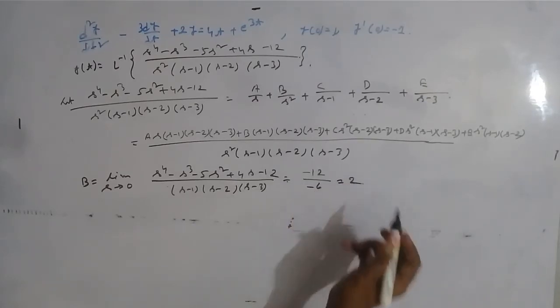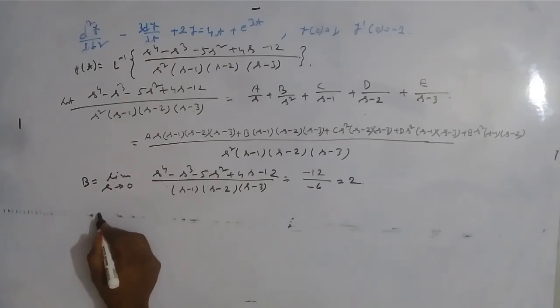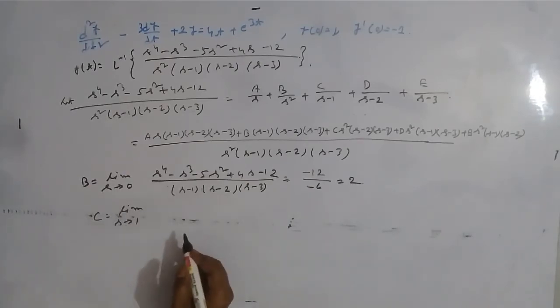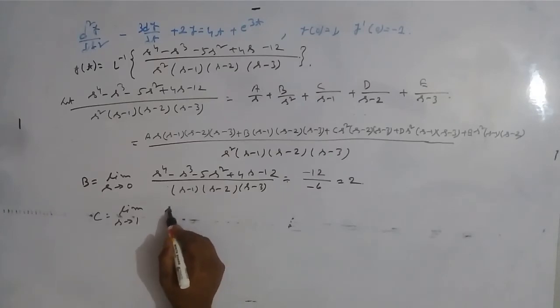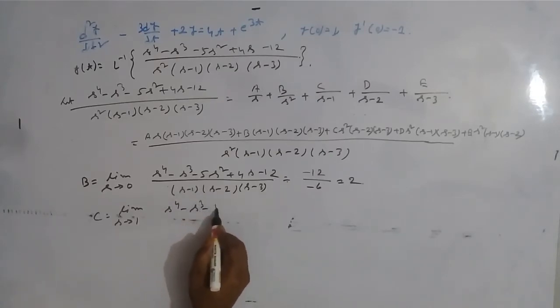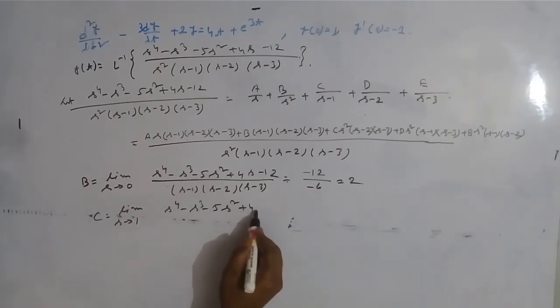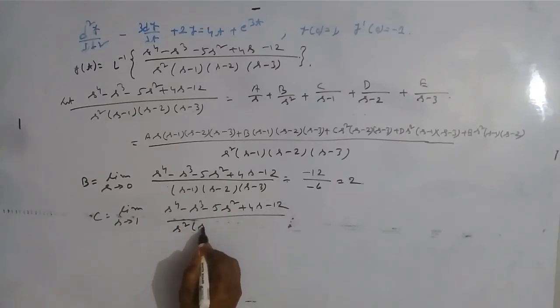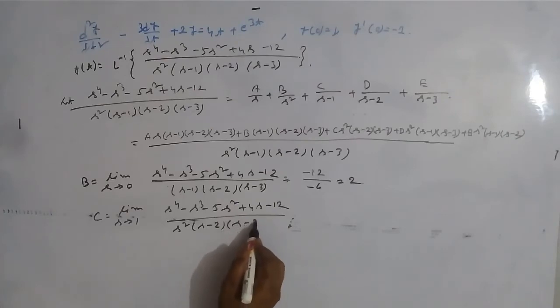So b will be equal to 2. Okay, now c equal to limit s tends to 1, s to the power 4 minus s cube minus 5s square plus 4s minus 12 by s square into s minus 2 into s minus 3.